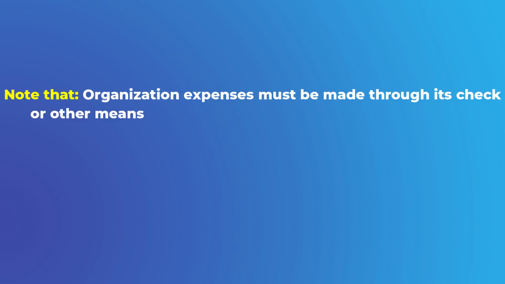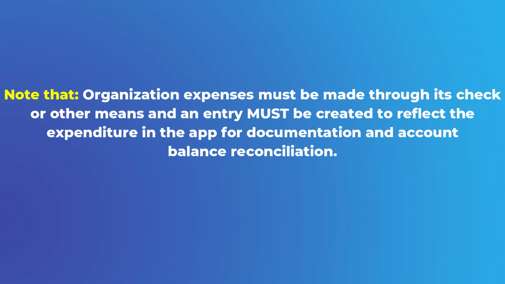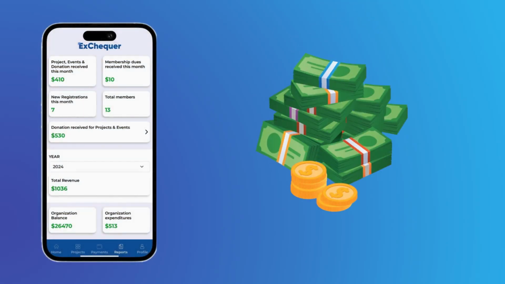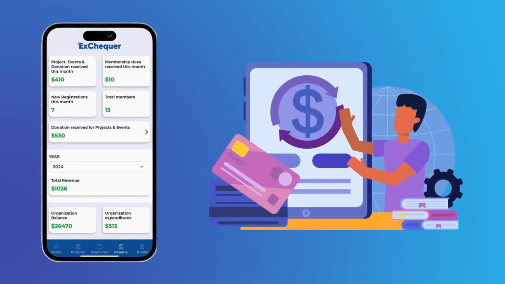Note that organization expenses must be made through its check or other means, and an entry must be created to reflect the expenditure in the app for documentation and account balance reconciliation. 12. When the organization receives funds from members in cash or checks, the organization must create an entry through Payment Received. Once an entry is created, members will see the payment under Payment History.